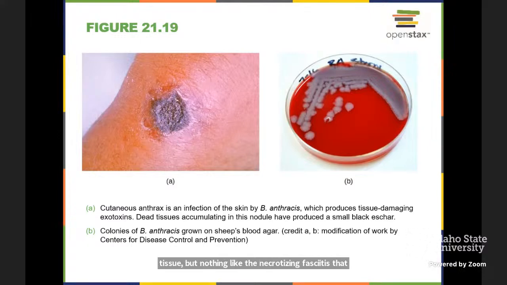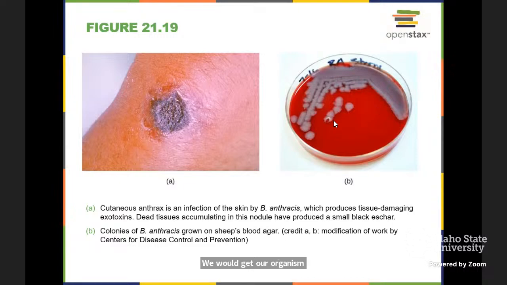So it also causes necrotic tissue, but nothing like the necrotizing fasciitis that we saw with our pyogenes a second ago. So smaller nodule, a black eschar, is what we call that. And if we were to take some of this lesion, a little scraping from the edge of the lesion and plate it out, we would get our organism growing.